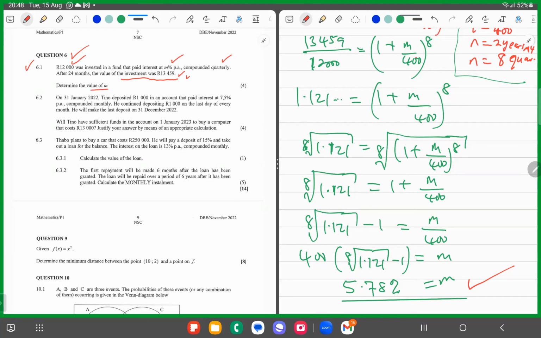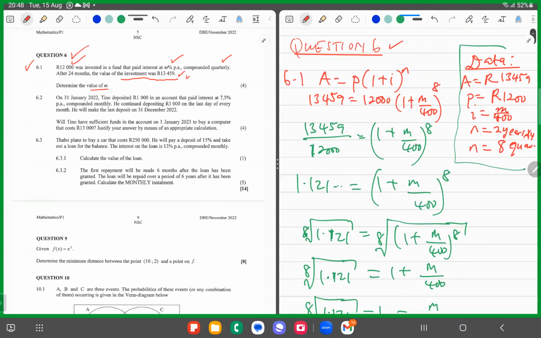Okay, right. So that was the finance question. And it was an appreciation question because we see that 12,000 was invested, and with an investment we expect appreciation and growth, and therefore it wasn't on the reducing balance method with the minus there.